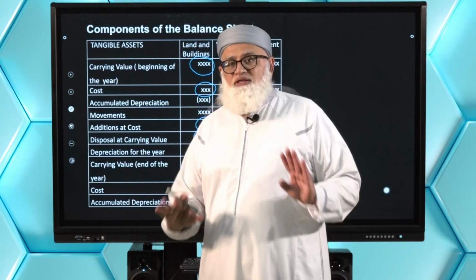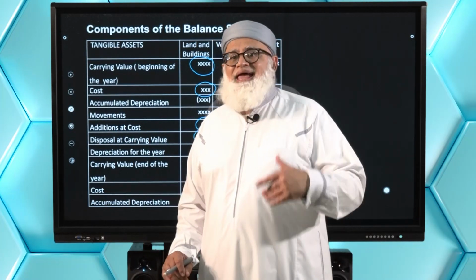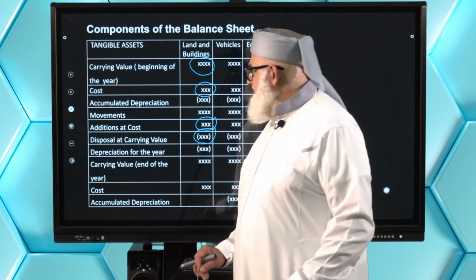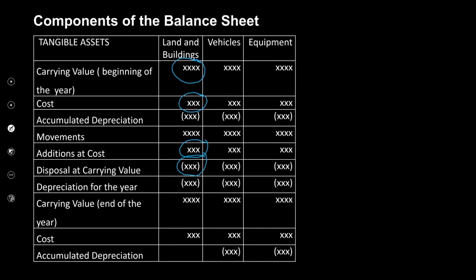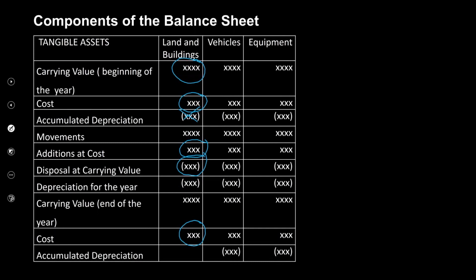So we'll just deal with the cost price of the tangible asset, namely land and buildings, any additions, any disposals during the year. And then obviously your cost price at the end of the year. So understand, land and buildings will not have any depreciation to it. Right, however, when it comes to vehicles, you have your cost price at the beginning of the year, less your accumulated depreciation.